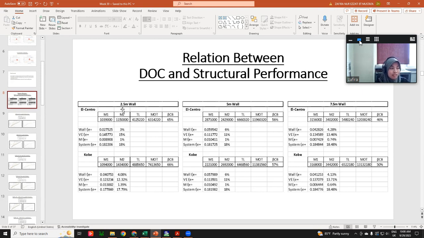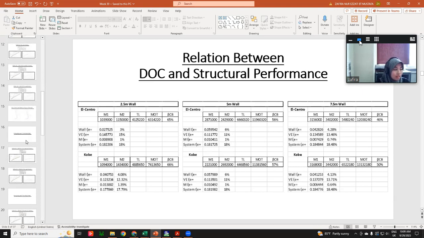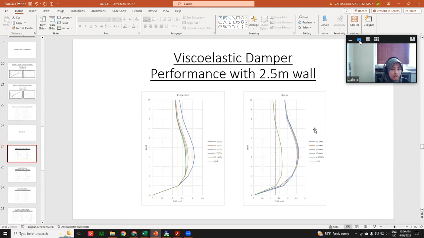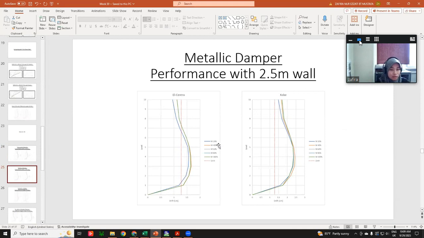That's what I understand. I also tried 2.5 meter walls with different types of dampers, even the metallic damper with the lowest one, 20%. Even if I reduce to 10%, I don't think it will change much, because the ductility will damage the damper itself.